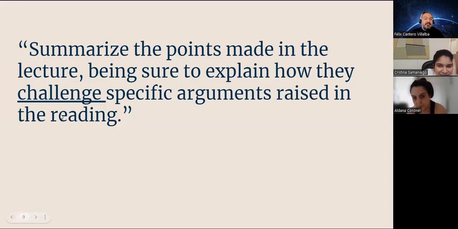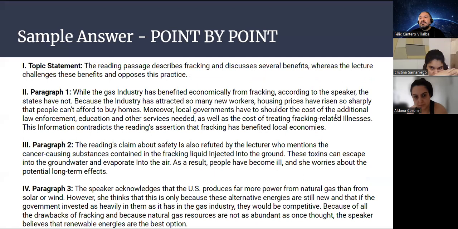So the question would be something like, summarize the points made in the lecture, being sure to explain how they challenge specific arguments raised in the reading. Okay, so this is a sample answer. Aldana, can you read the topic statement, please?